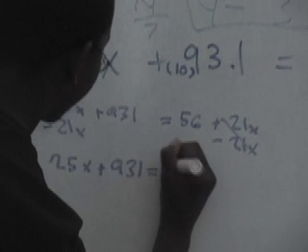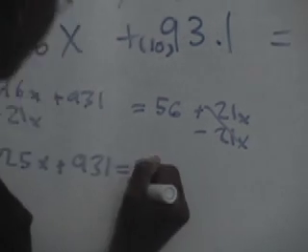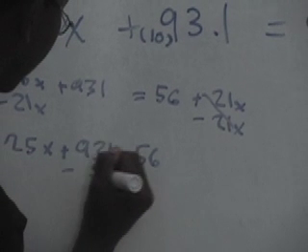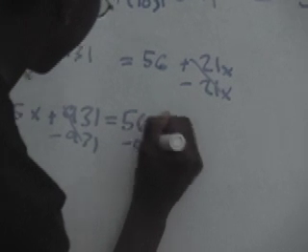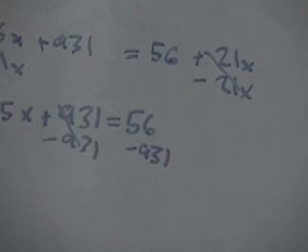See, he's writing it out. He's not trying to do too much at once. Then you subtract 931 on both sides. Step back for a second. Step back. Let everybody see it.